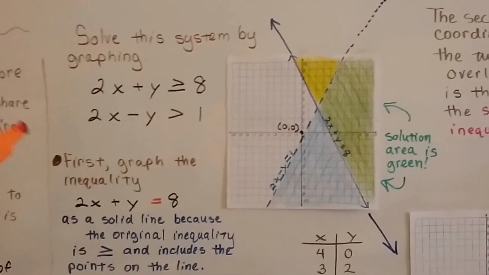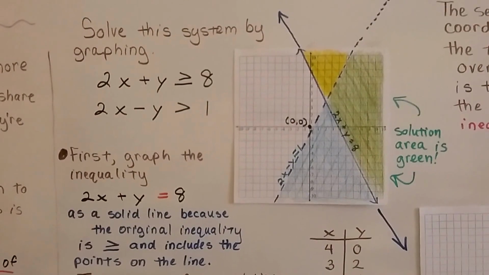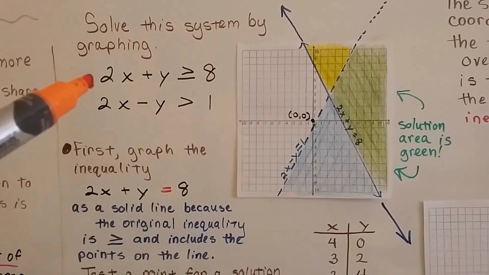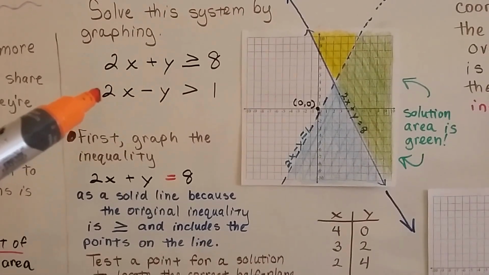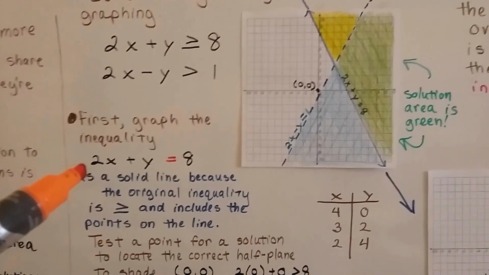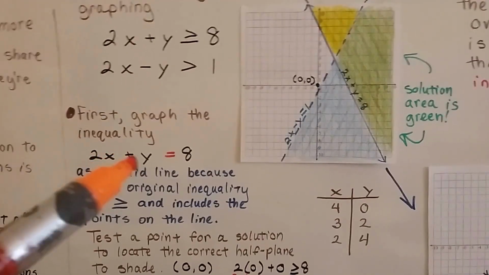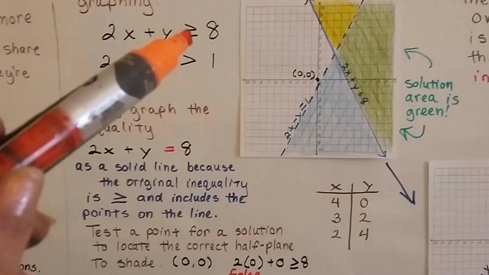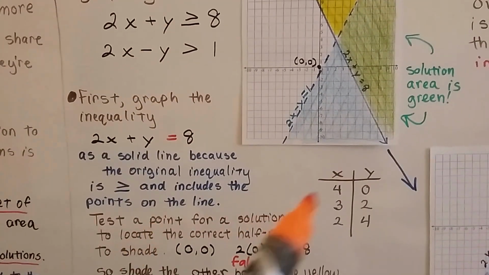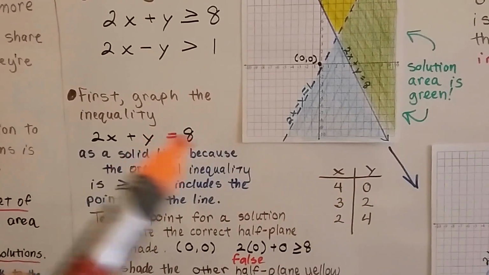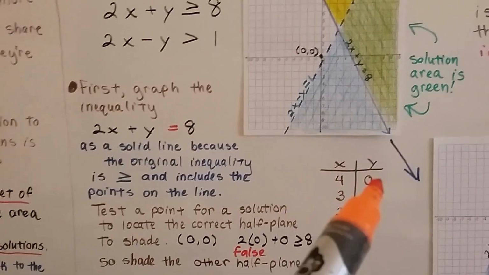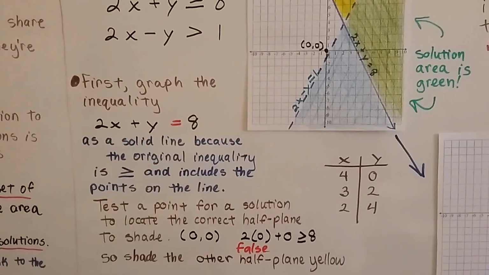to show you how it's solved. So it says solve this system by graphing, and we've got 2x plus y is greater than or equal to 8, and 2x minus y is greater than 1. So the first thing we do is graph the inequality 2x plus y equals 8. We do it as an equal. We can make our function table that will solve this, okay?